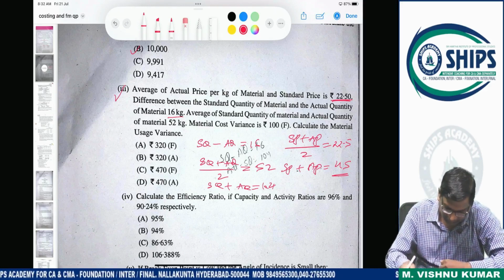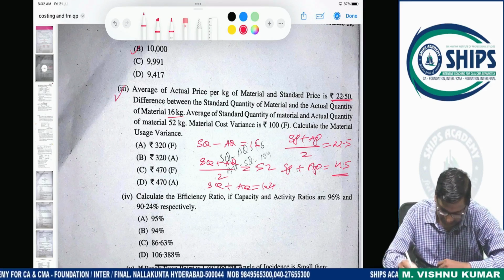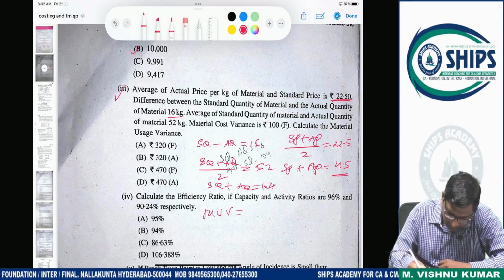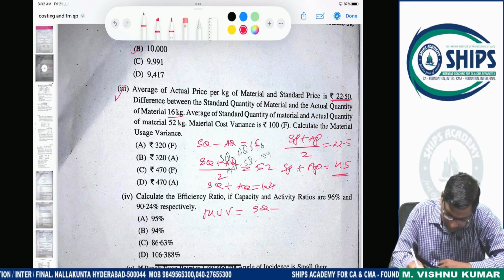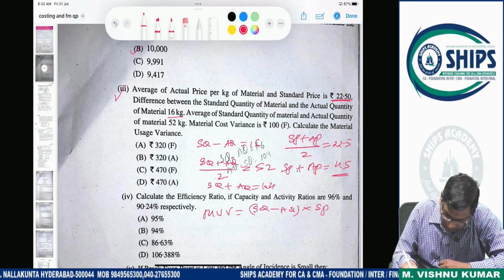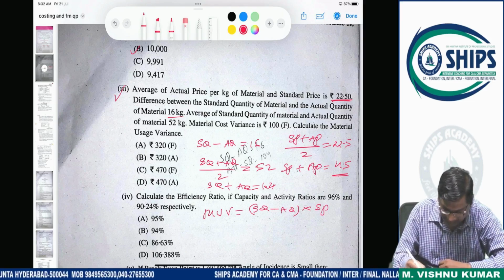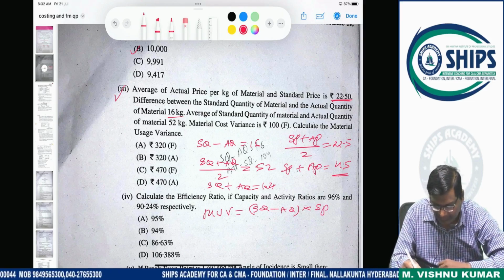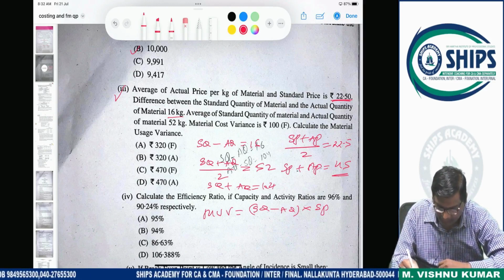Clear? Now we have to calculate material usage variance. So what is the material usage variance formula? Standard quantity minus actual quantity into standard price.